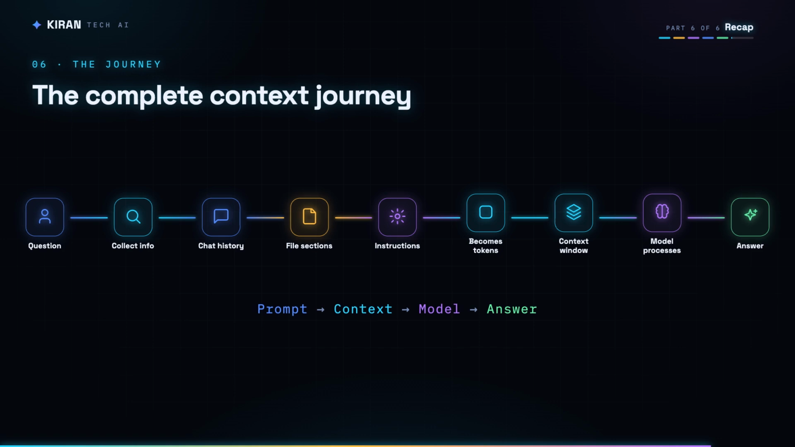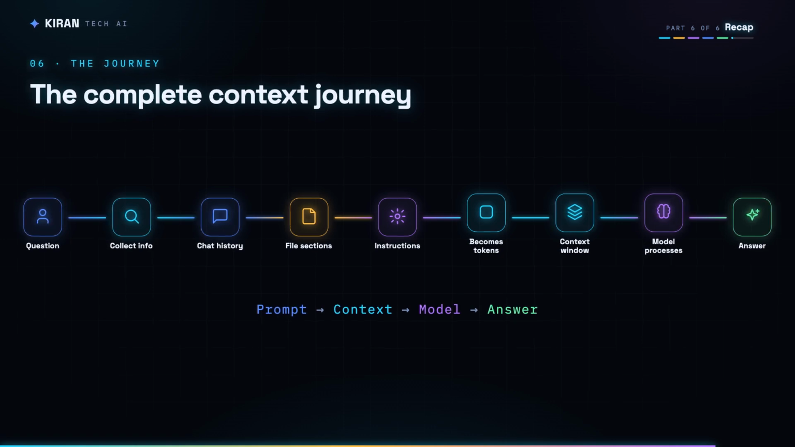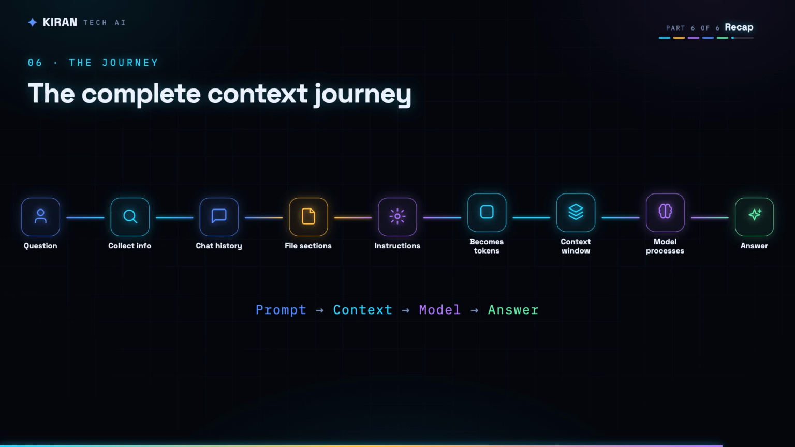Here is the one big idea to take away. The answer depends completely on what is in the context. Good context in, good answer out. Messy or missing context, and the answer suffers. The AI is only ever as good as what you put on its table.